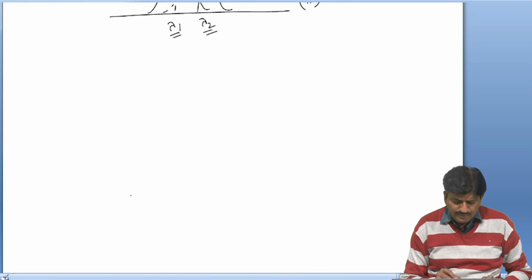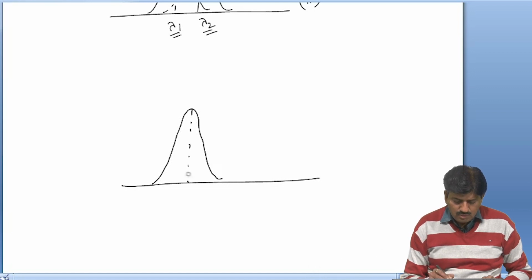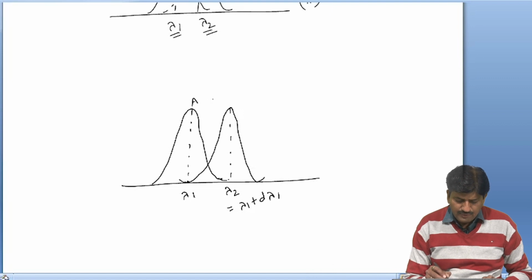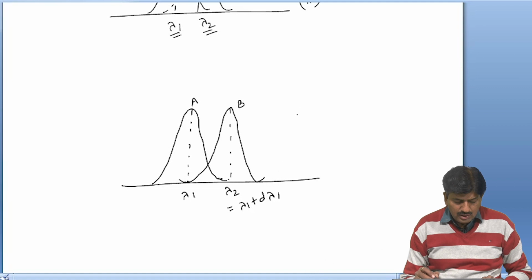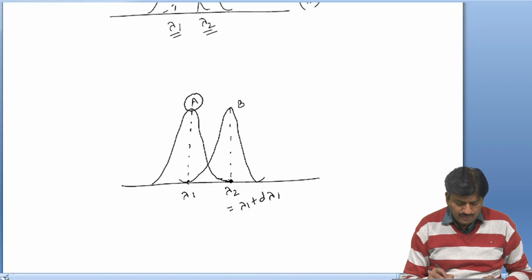And now, the third case. This is the principal maxima of wavelength lambda 1 and this is the principal maxima of wavelength lambda 2, or we can say lambda 1 plus d lambda, A and B. In this case, the principal maximum of A coincides with the principal minima of B. Similarly, the principal maxima of B coincides with the minima of A. Here, this is the principal maxima of A and it coincides with the principal minima of B. And here, this is the principal maxima of B, which coincides with the minima of A.